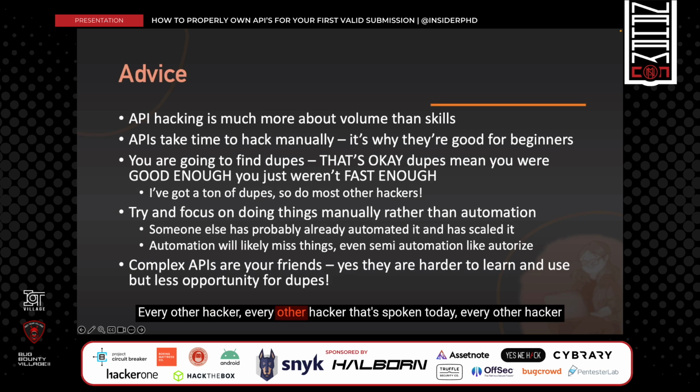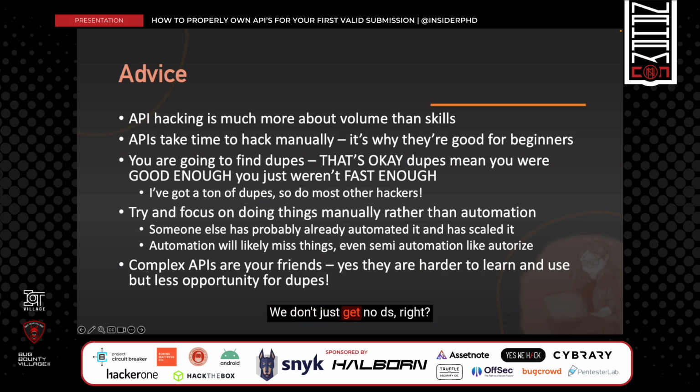Every other hacker that's spoken today, every other hacker that's making top stuff on Bugcrowd or HackerOne has got duplicates. We don't just get no dupes, right? It's very normal to get duplicates. Now, I would really try and focus on bugs that you can find manually rather than automation, because when you have a very automation-focused approach, somebody else has probably already automated it and has scaled it much more than you have. Complex APIs are your friends.